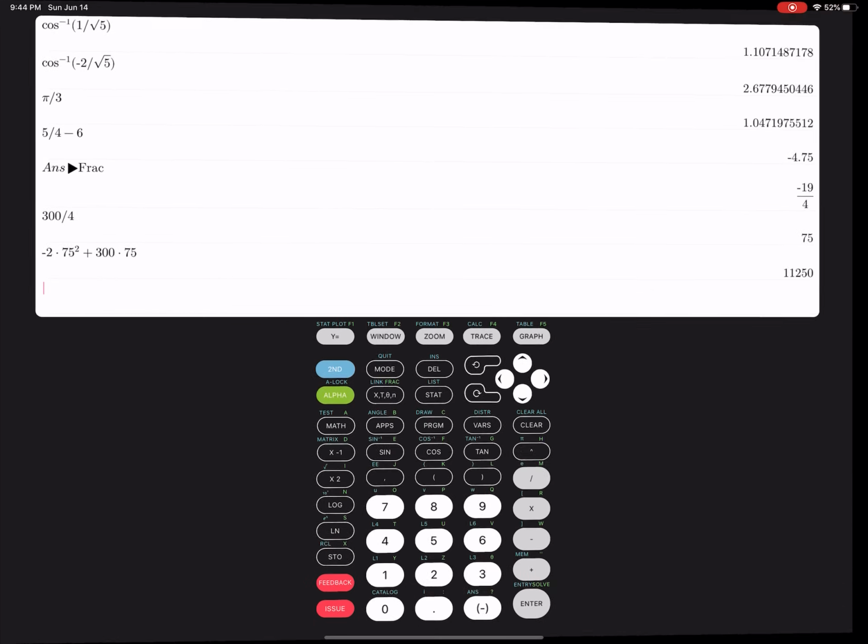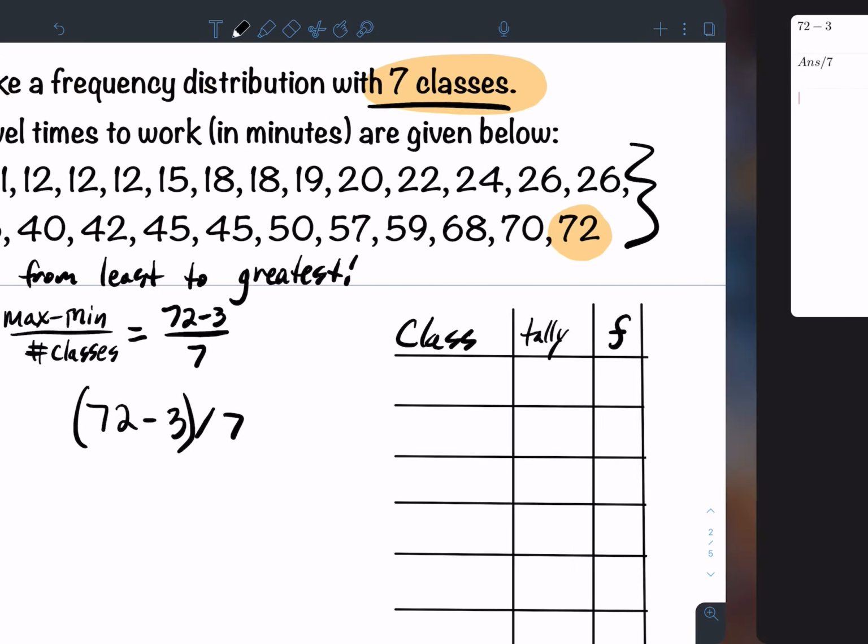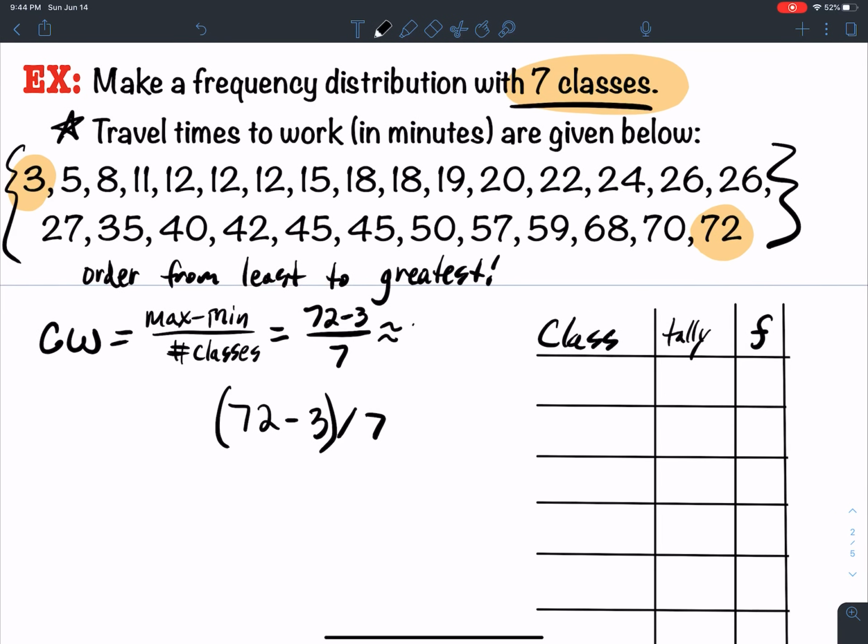So what do we have? We've got 72 minus 3, and I just hit enter, and then I'm going to hit divide by 7. And I get 9.85. What do we do? We always round up. So I'm going to round up to 10. So my class width is 10. How hard was that? Now determine the class limits.